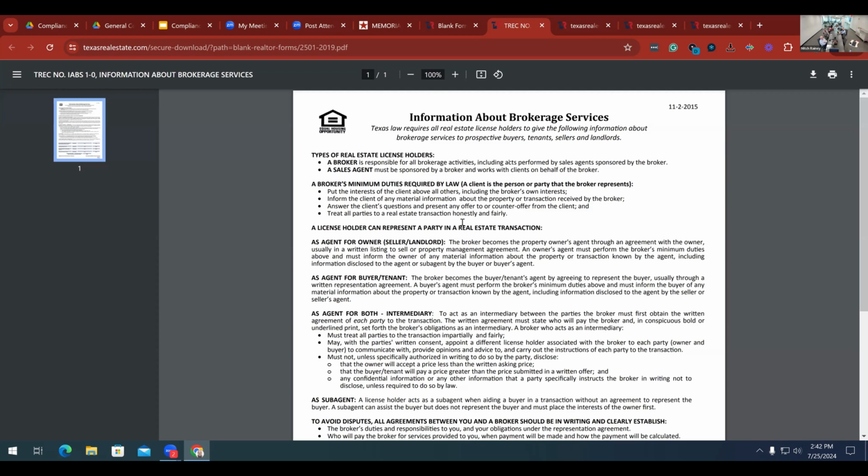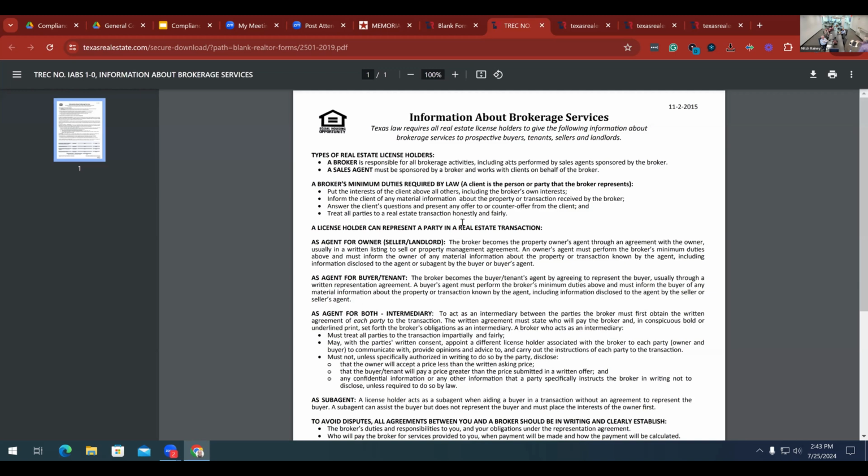So are you going to do a CMA? Nope. Are you going to write an offer? It doesn't say you write it. It doesn't say anything like that. It says you present it. You better stop. Does it say anything?